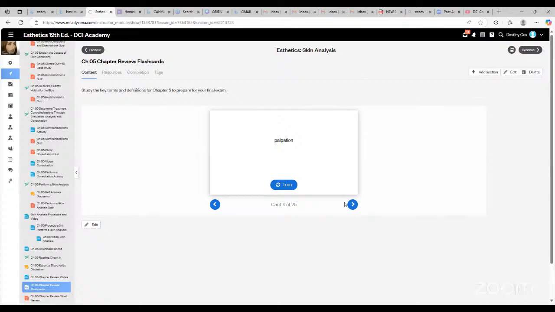Anybody remember that term? That has to do with your heart palpitations. No, that's the wrong word. I was thinking palpitations, I'm thinking heart. But when you see this word in skincare, it's related to touch.